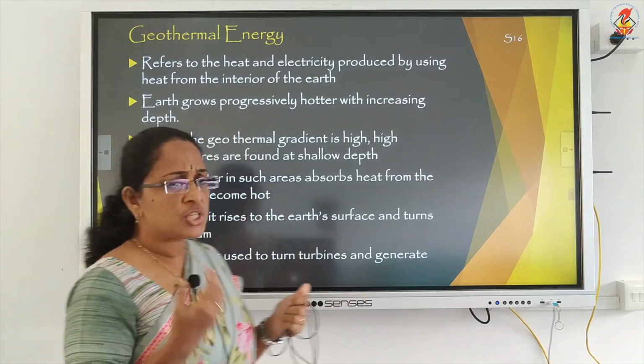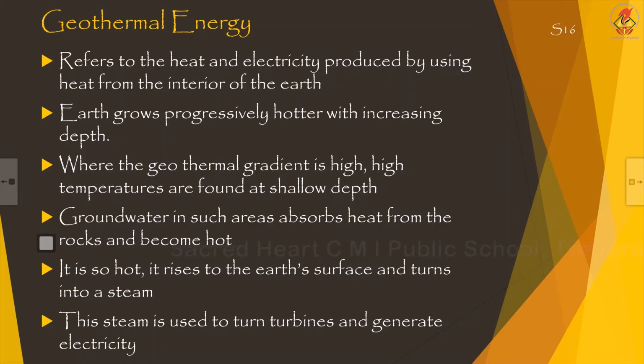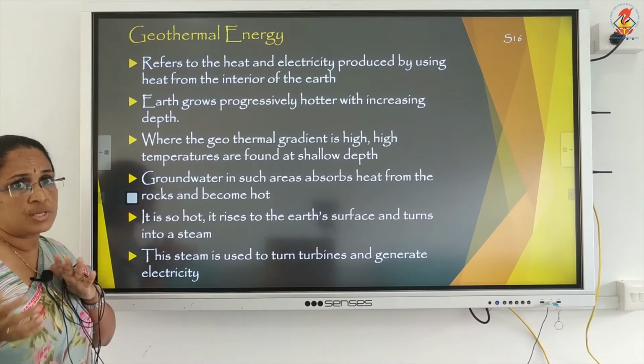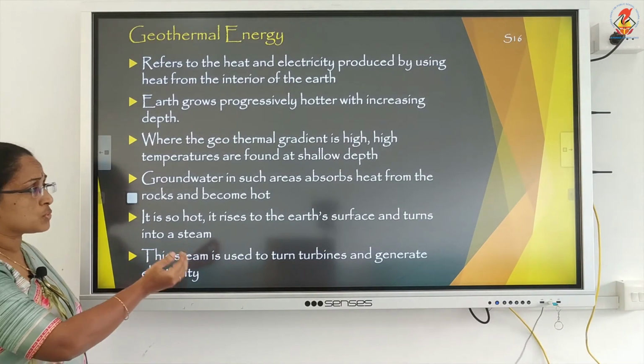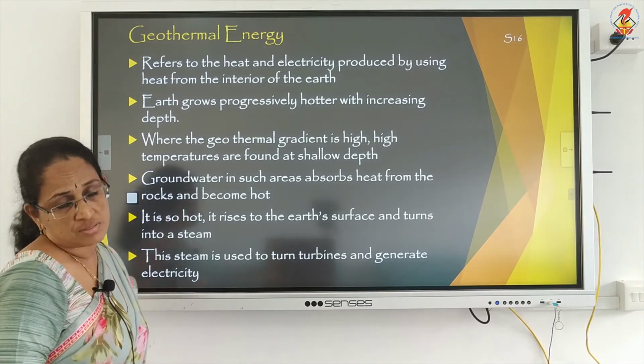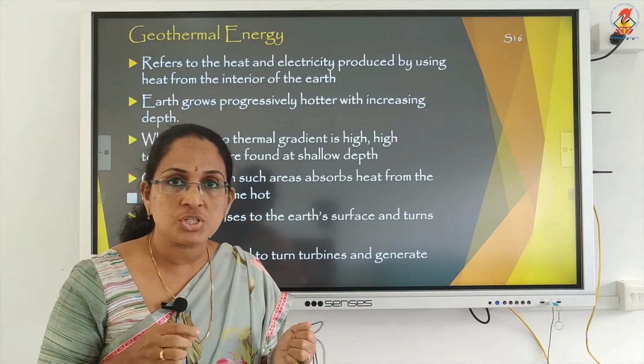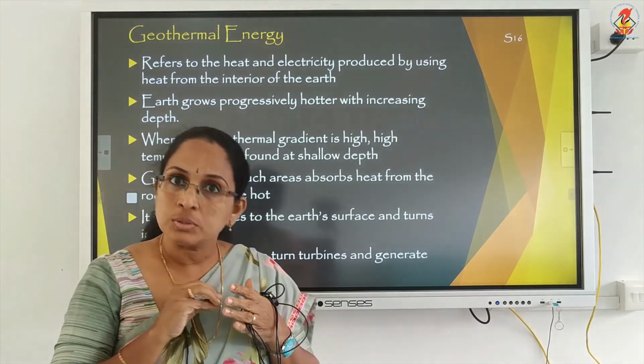That means when the geothermal gradient is high, the groundwater in such areas absorbs heat from the rock and becomes hot. It is so hot that it rises to the earth's surface and turns into steam. We can see the steam, and that energy is converted into electricity. This steam is used to turn turbines and generate electricity. So this is the last non-conventional source of energy included in your book, children, geothermal energy.